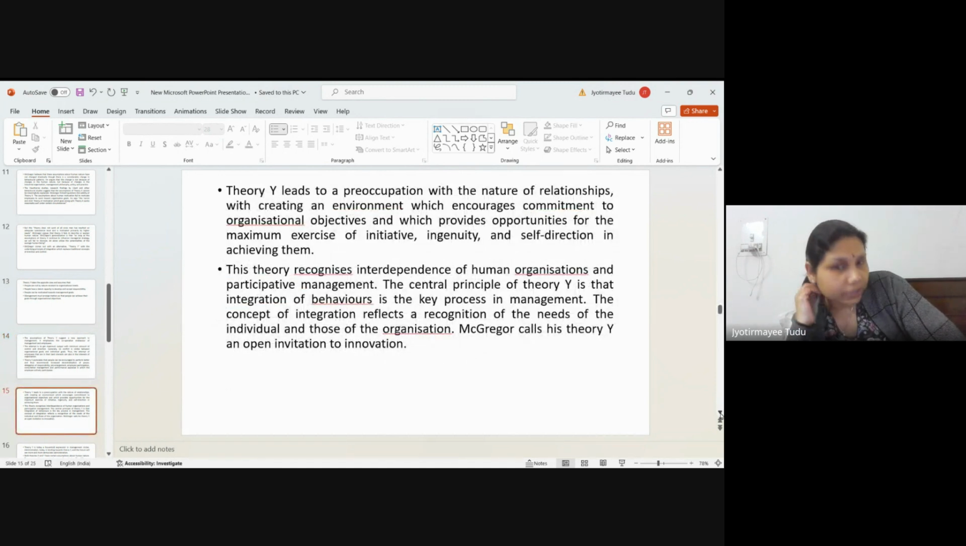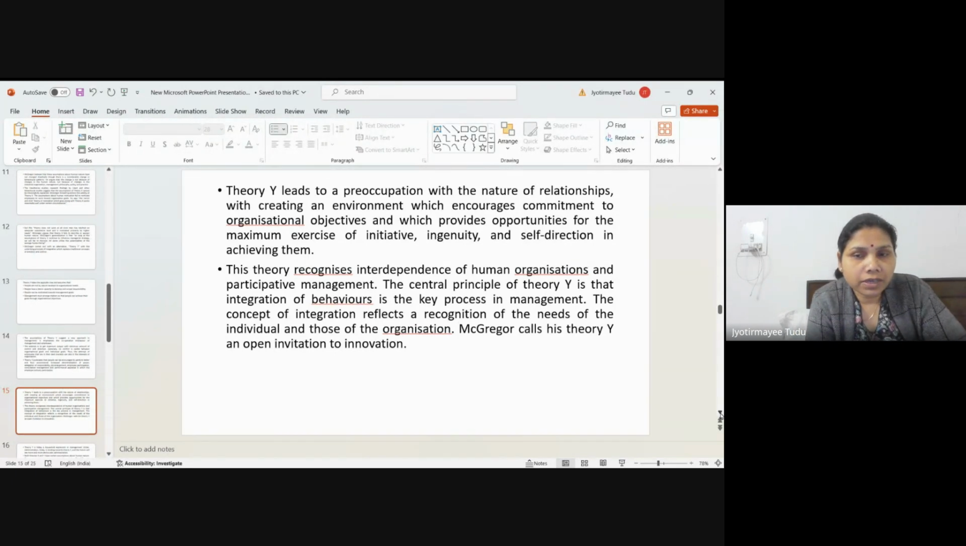Then theory Y leads to a preoccupation with the nature of relationship, with creating an environment which encourages commitment to organizational objectives and which provides opportunities for the maximum exercise of initiative, ingenuity, and self-direction in achieving them. So here, how the relationship is built between the commitment of an individual and the organizational objective needs to be thought out.